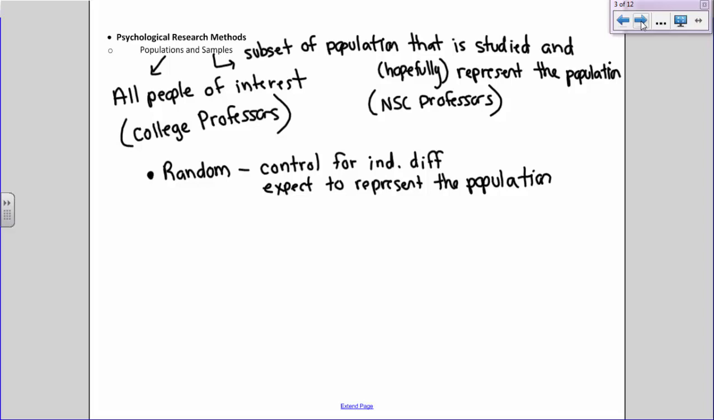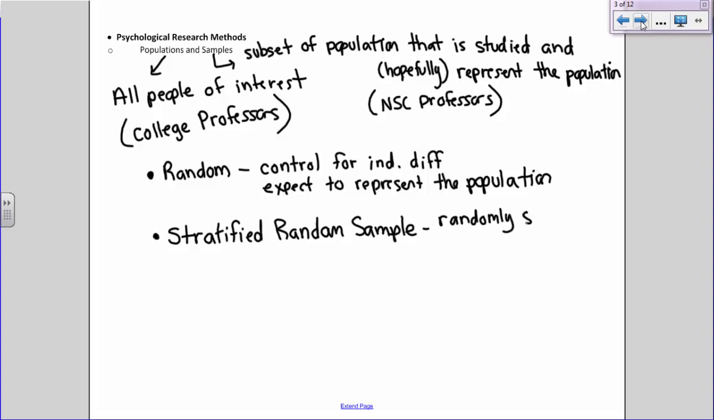Okay, now there's another type of random sample that I really like called a stratified random sample. All right. So a stratified random sample is when you randomly sample within subgroups to ensure representation. So you randomly sample within subgroups.